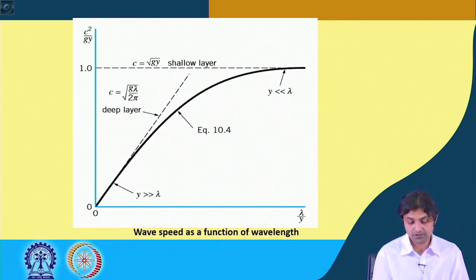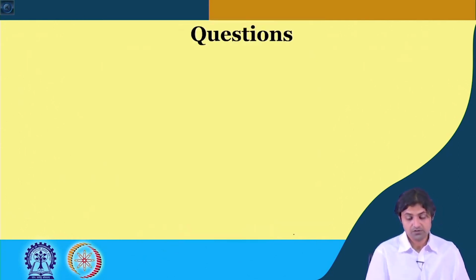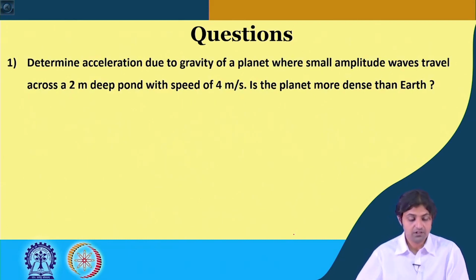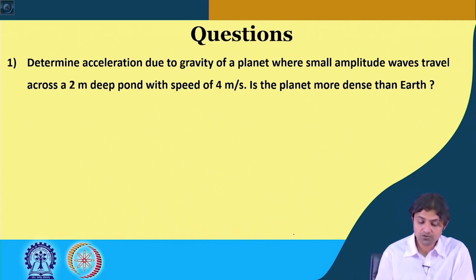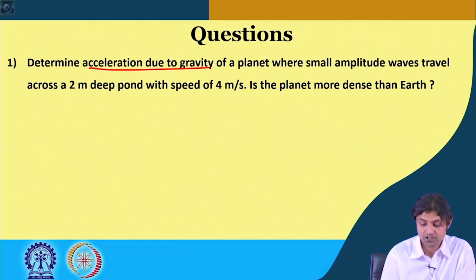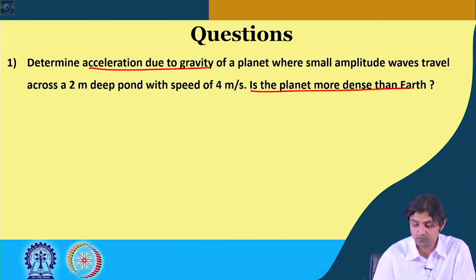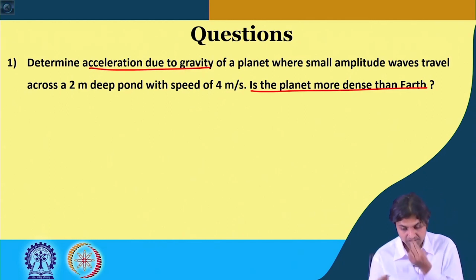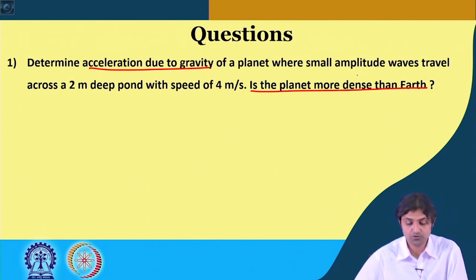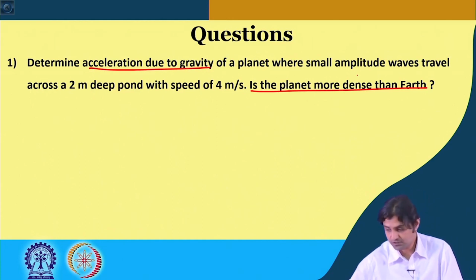So, this, as I said, was the wave speed as a function of wavelength. Now there are some questions. The first says: determine the acceleration due to gravity of a planet where small amplitude waves travel across a 2 meter deep pond with speed of 4 meters per second. There are two parts to it. We have to find the acceleration due to gravity, and the other part is whether the planet is more dense than the earth. This is a very vague question, but more importantly we should know how to solve it.